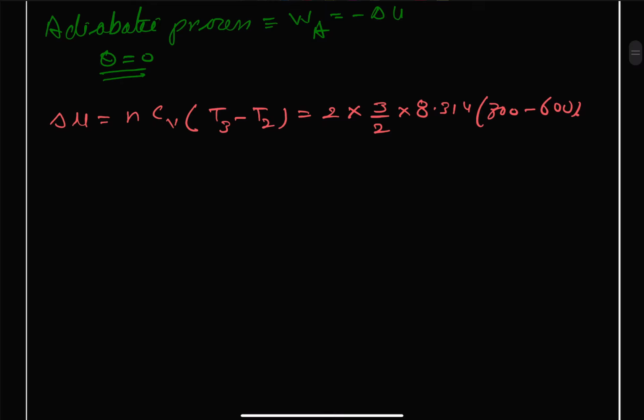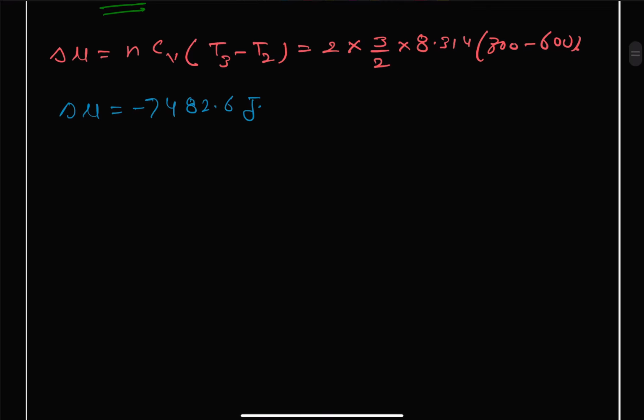Therefore, we get our delta U will be equal to minus 7482.6 joules. From here we can say that our work done because of adiabatic will be equal to the negative of delta U, which will come as plus 7482.6 joules.